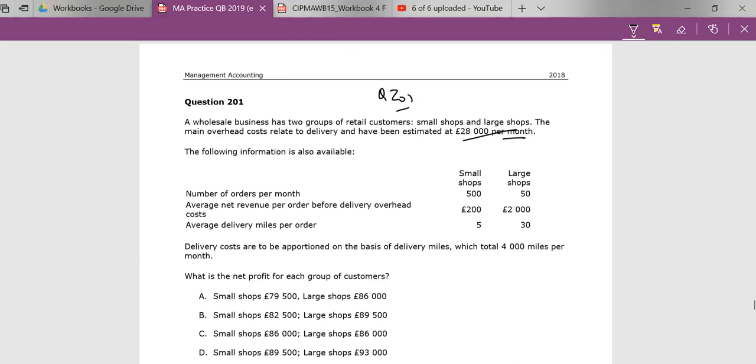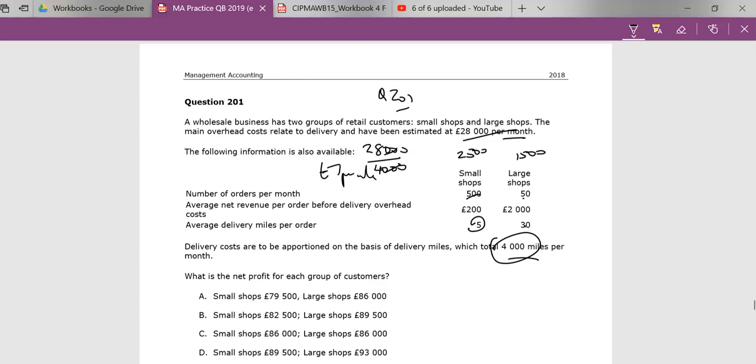So let's look at what's going on with delivery again. I'm sure you've done this question; to be fair, the question is quite good. They actually give you the total number of miles for the month. You could have been asked to calculate that: 5 miles per order times 500 orders gives 2,500 miles, and 30 times 50 gives 1,500 miles. Together they make up the 4,000 that we see here. So the first step is to find the overhead absorption rate for delivery costs, and that comes to £7 per mile.